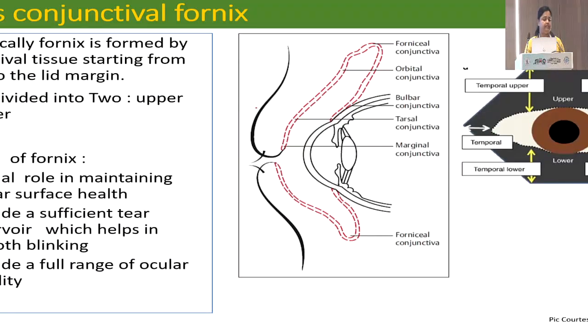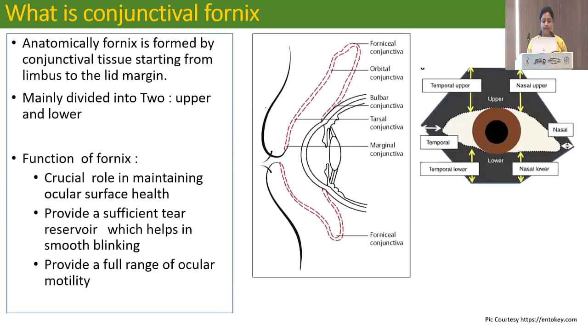So what is the conjunctival fornix? The conjunctival fornix is anatomically formed by the conjunctival tissue which extends from the limbus to the lid margin. It is mainly divided into two, the upper fornix and the lower fornix. A normal deep fornix plays an important role in maintaining ocular surface health. It provides a sufficient tear reservoir, which helps in smooth blinking, and it provides a full range of ocular motility.